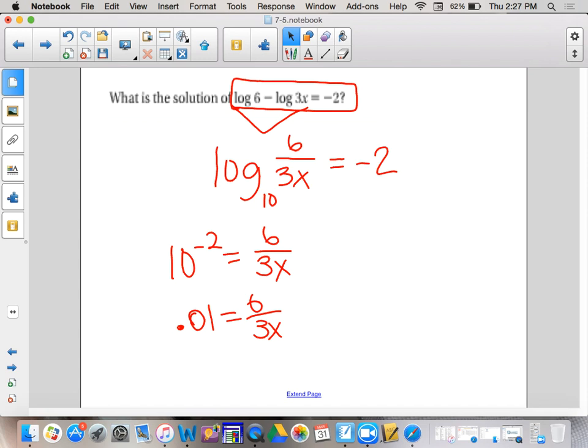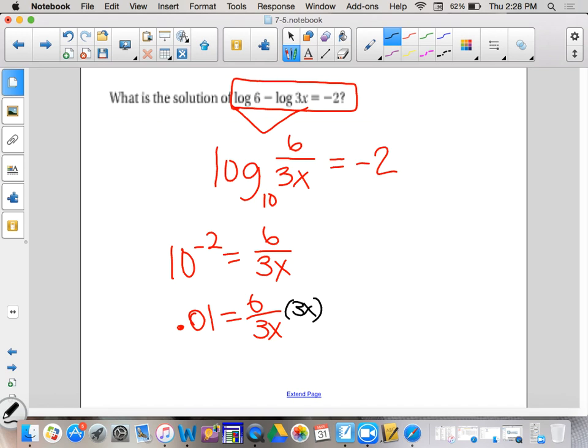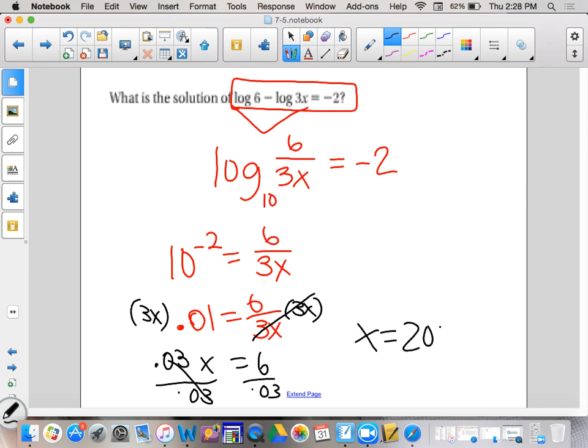So that 3x has to come off the bottom of that fraction. What am I going to do to both sides to get that 3x out? Multiply both sides by 3x. So this cancels out on this side and leaves me 6. And what's 0.01 times 3x? 0.03x. So what am I going to divide by here? And x equals 200.